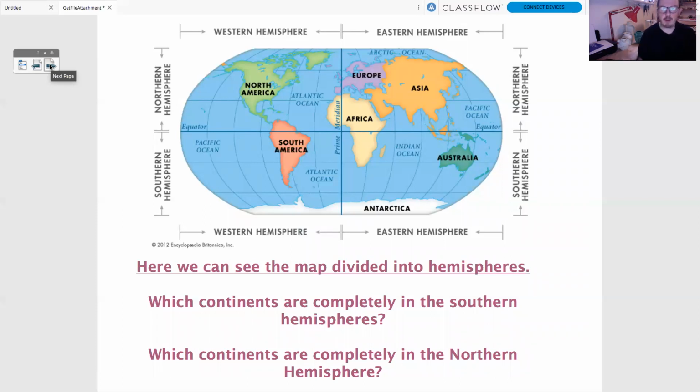This is a map of the world. I've kind of spread the Earth flat now in this diagram. You can see all the continents: North and South America, Africa, Europe, Asia, Australia, and Antarctica, the big, long, white one down the bottom there.